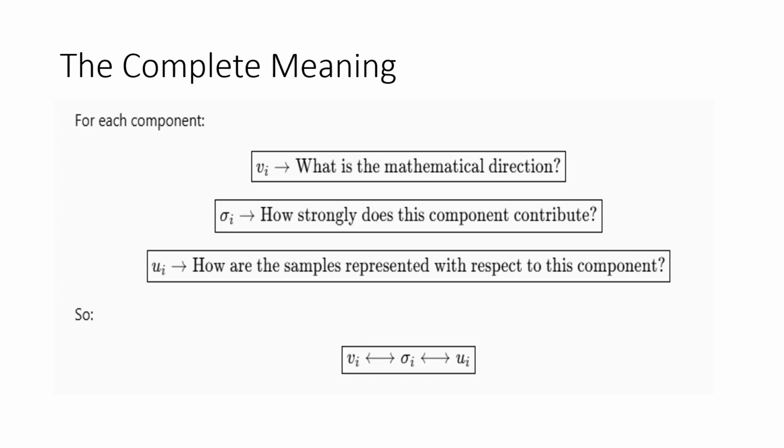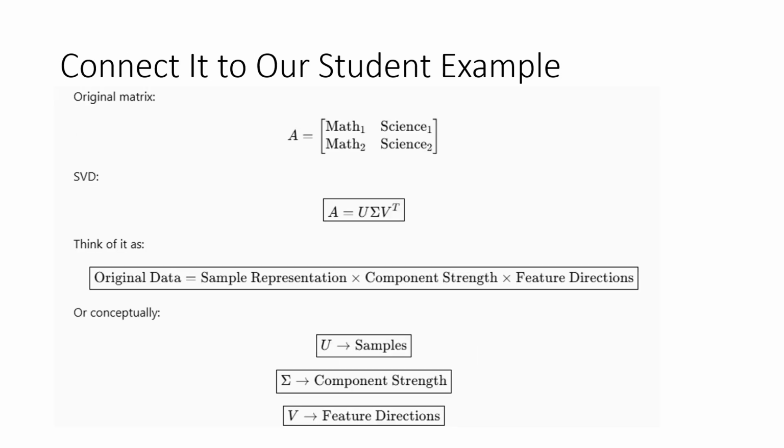For every component we have 3 corresponding elements. First we have v_i, then we have sigma_i, and then we have u_i. v_i indicates the mathematical direction or the underlying patterns, and sigma_i tells us how strongly this component contributes, or which component has higher importance, given by the singular values matrix, and u_i shows how the samples are represented with respect to this component. So these are the three things that SVD tells us.